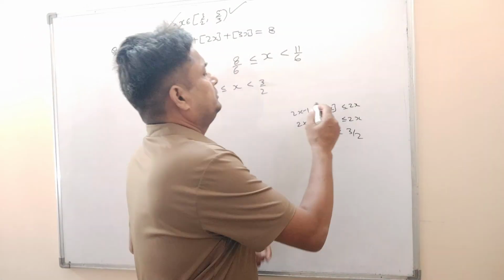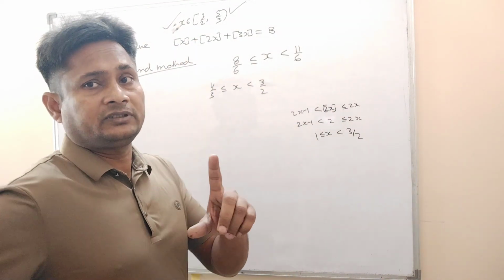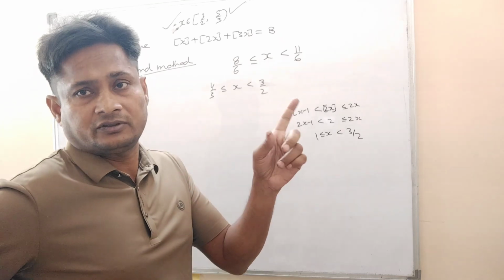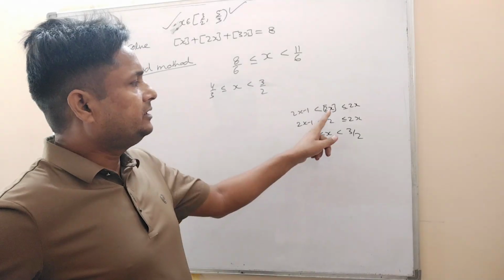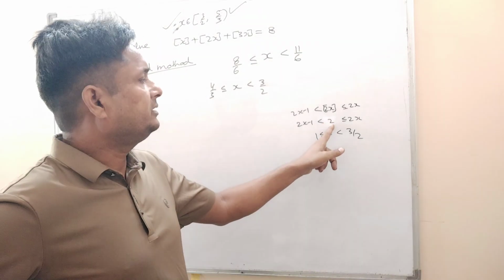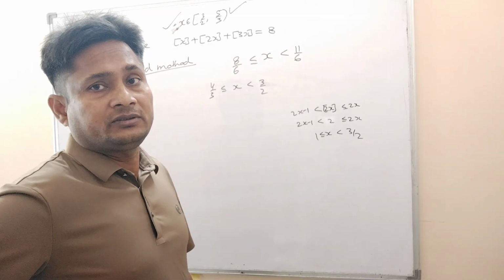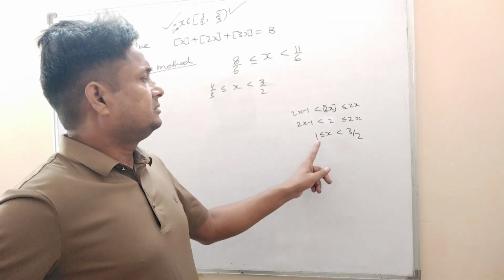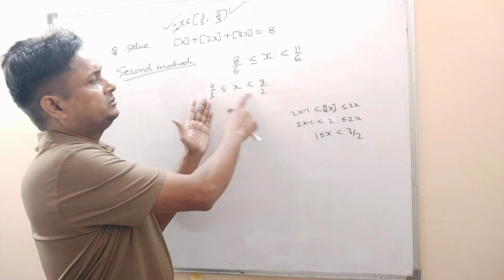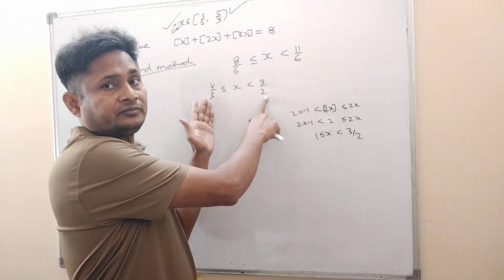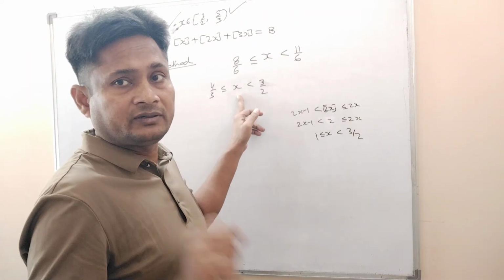Greatest integer of 2x, first greatest integer of 2x was what? 2, and next one it will give 3. Now when it will give you 2, then x will be what? 1 to 3/2. That means from beginning 4/3 up to 3/2, it will give you what? It will give you 1.